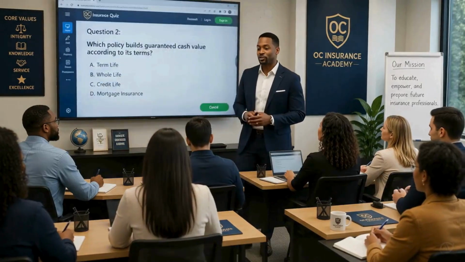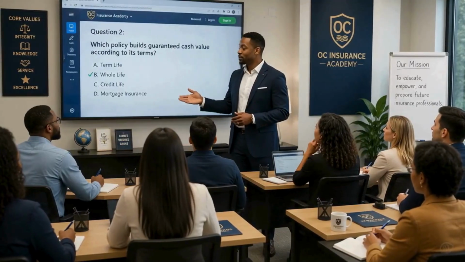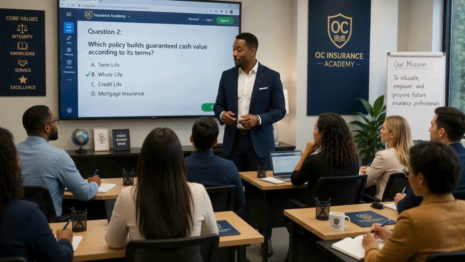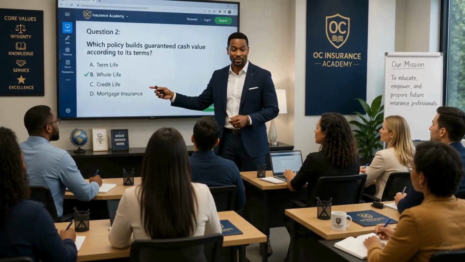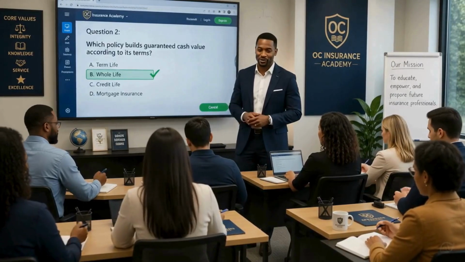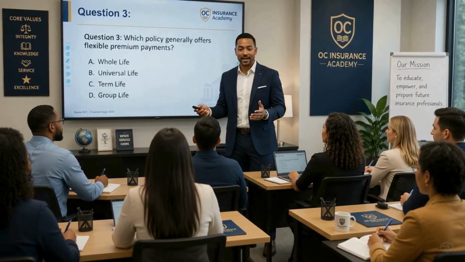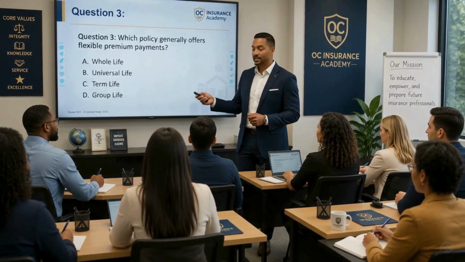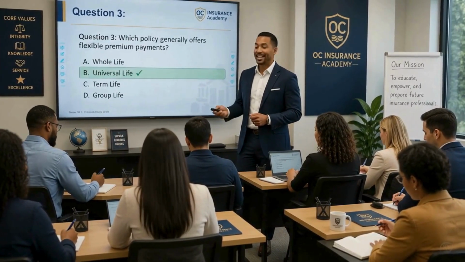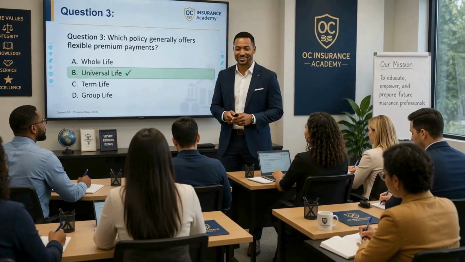Now let's look at question number 2. Which policy builds guaranteed cash value? Remember, this is a key feature of permanent coverage. That's why B, whole life, is correct. Question 3: A, whole life, B, universal life, C, term life, D, group life. That is correct. Universal life is the right answer.